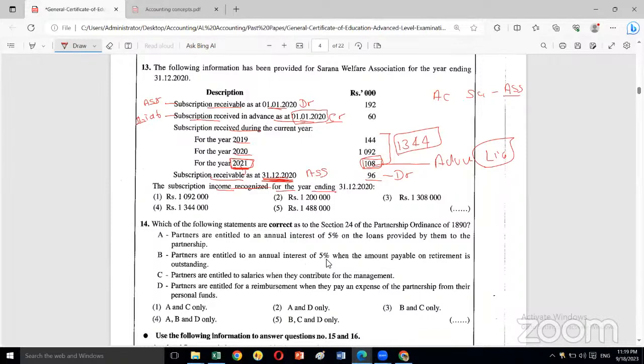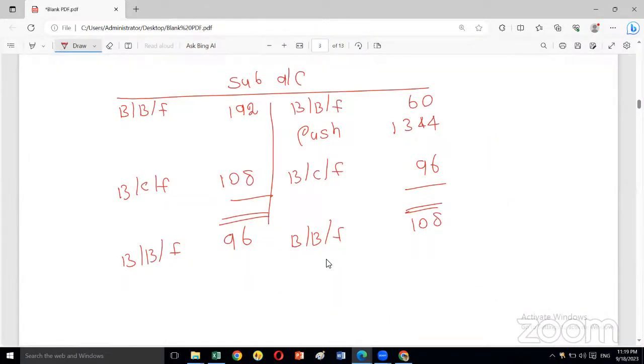Next year's subscription income, if I receive this year, that we call as what? Subscription received in advance. Income received in advance is a what? Liability. Liability, we should record it under which side? Credit side. This is the year ending liability. So I have recorded it under year ending liability. Now, what is the question? They asked you to find the subscription income.